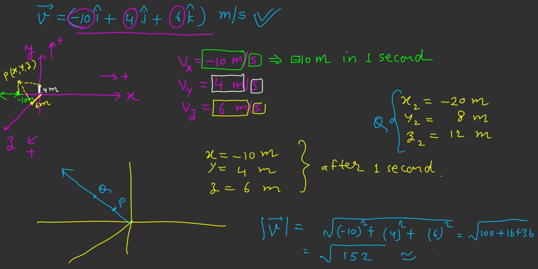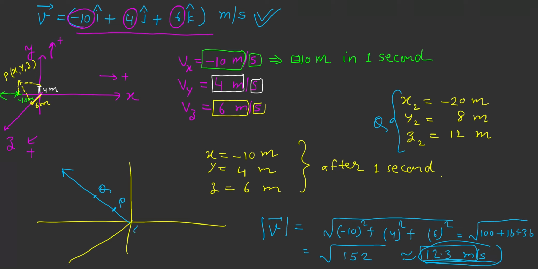So how much will this be? Square root of 152, let us calculate it. The square root of 152 is 12.32, or you can simply write 12.3 meters per second. So this is the magnitude of velocity. If you know the direction of the motion, then effectively the particle will move 12.3 meters every 1 second. So on this line the object will be moving 12.3 meters every 1 second.